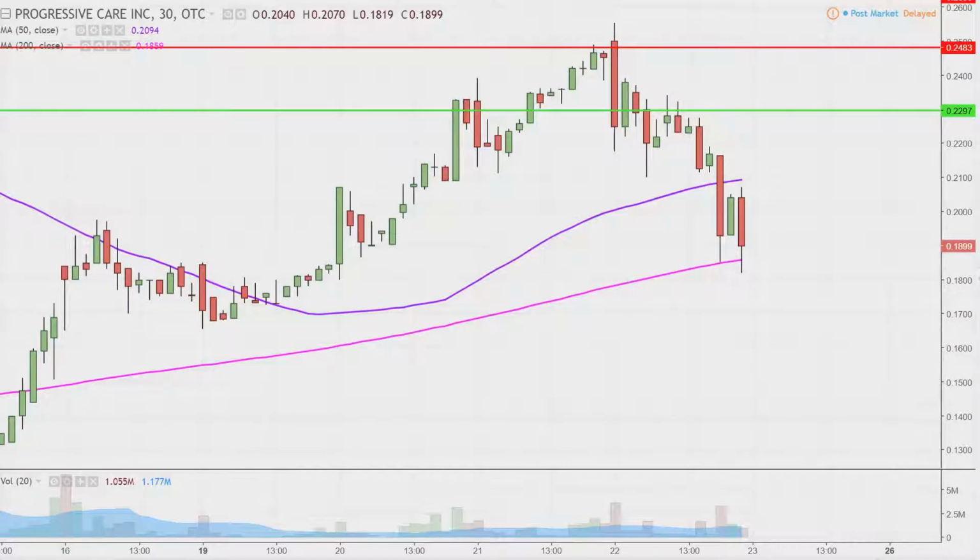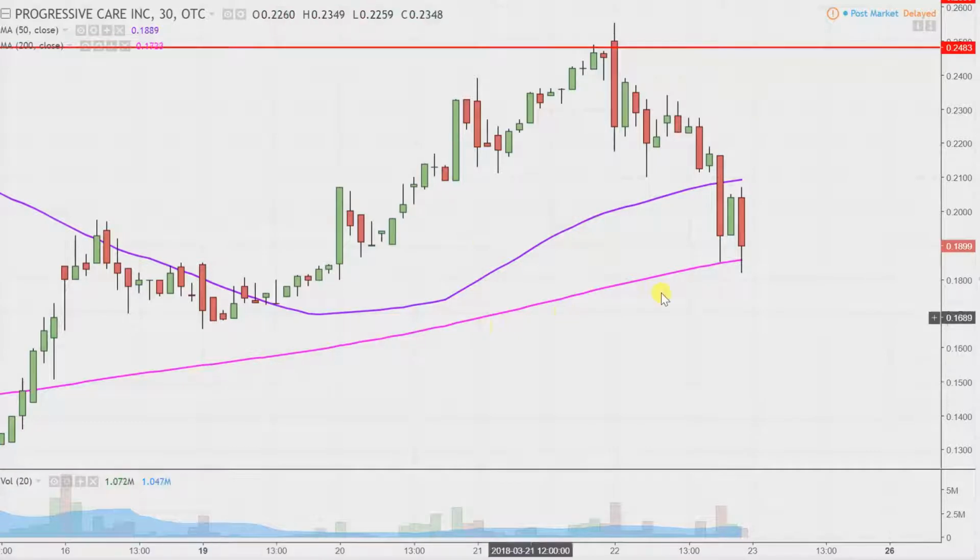So from the big picture perspective, actually, before I get to that, let me just get rid of that line for now. But from the big picture perspective, it's all about this pink line right there, which is the very famous 200 period simple moving average. Even if you have a very basic understanding of charts, I'm sure you've heard of the 200 period, and you know that when the price is above it, you want to see the price stay above it.